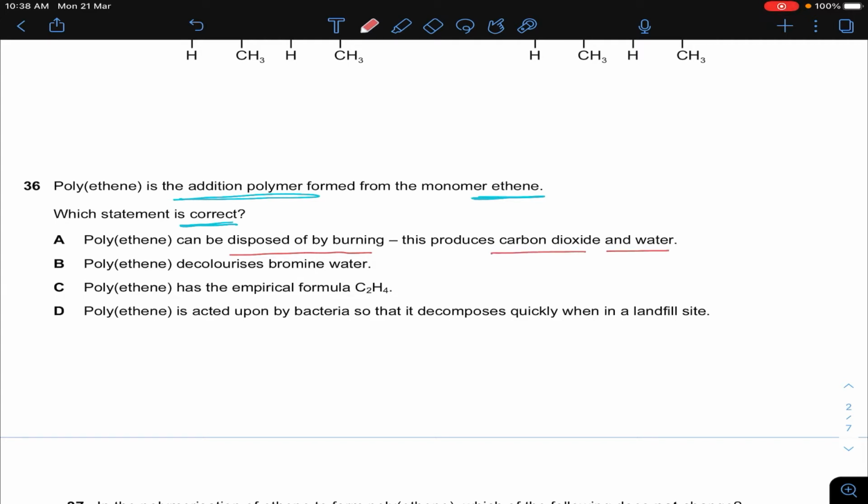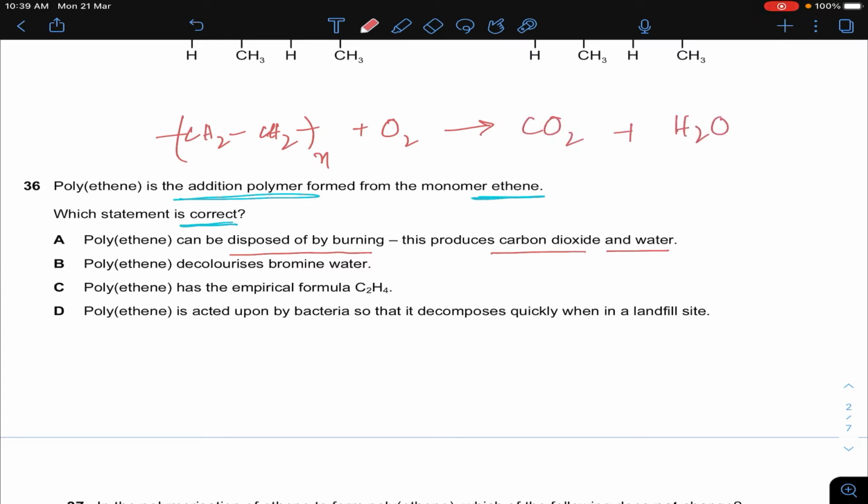Now what would be the molecular formula of polyethene? (CH2)n, and this is polyethene. We have discussed it in the last lecture. Now it can be disposed of by burning. Burning means reacting it with oxygen. Now as this polyethene is a saturated hydrocarbon, it can also undergo combustion reaction, and on the combustion of a hydrocarbon we get carbon dioxide and water.